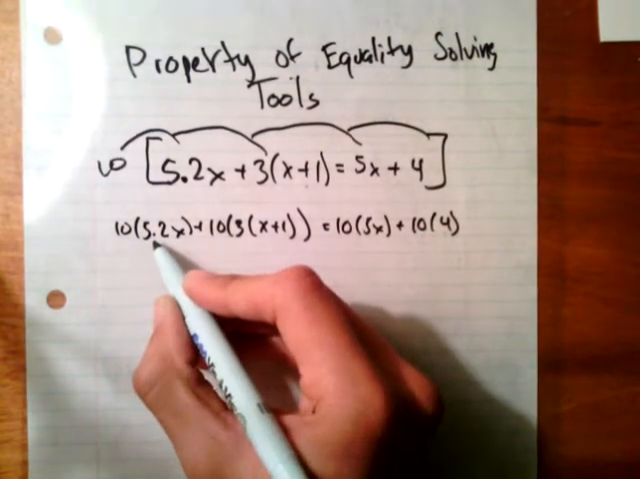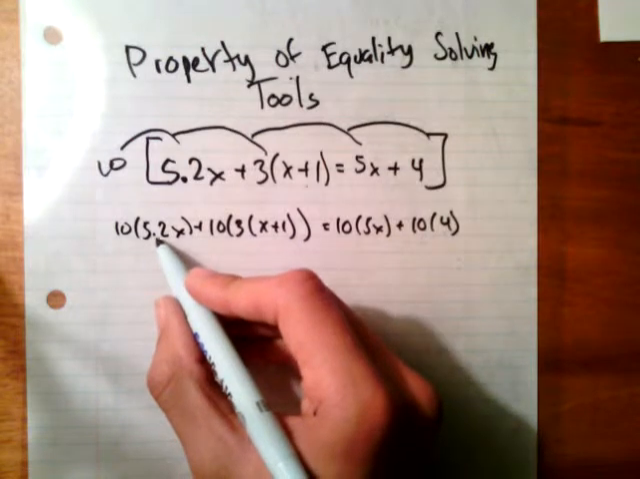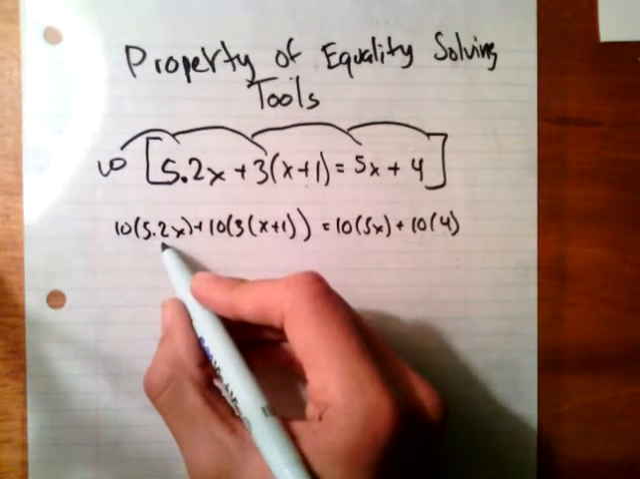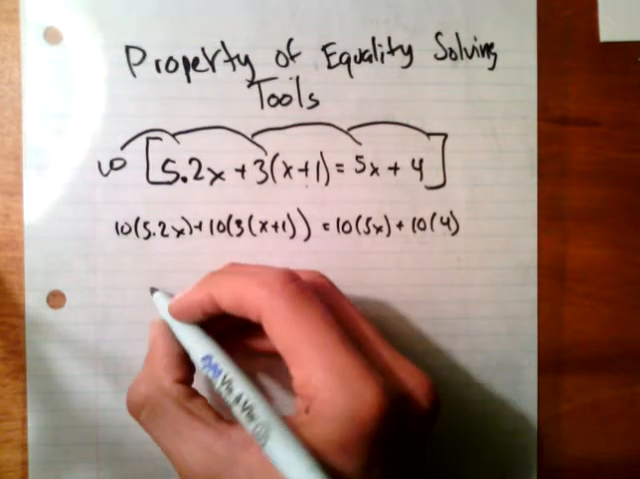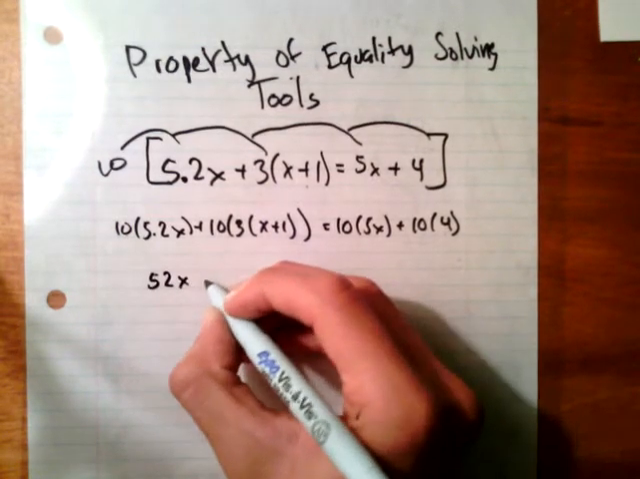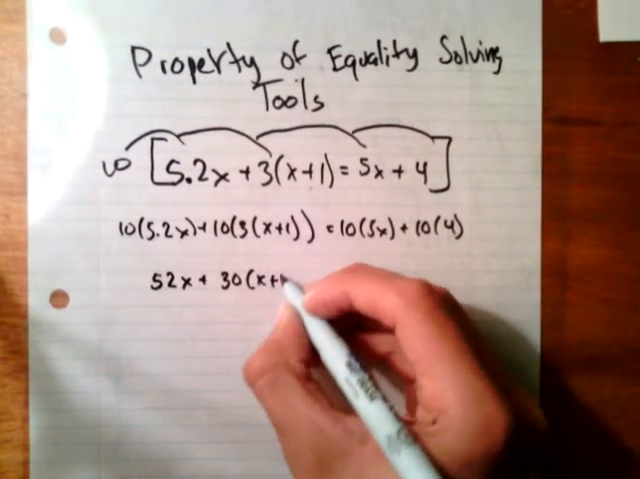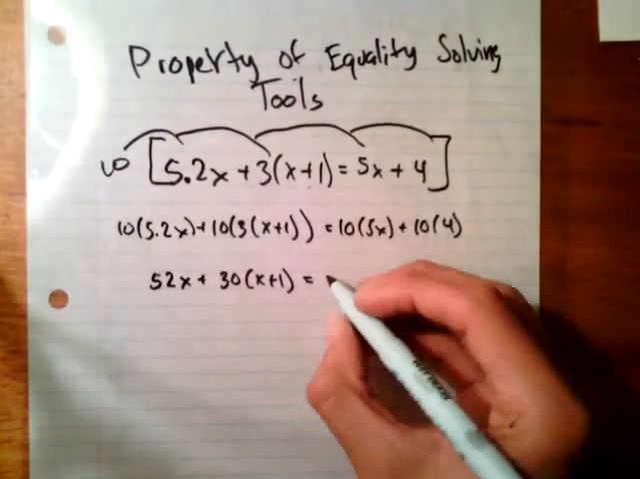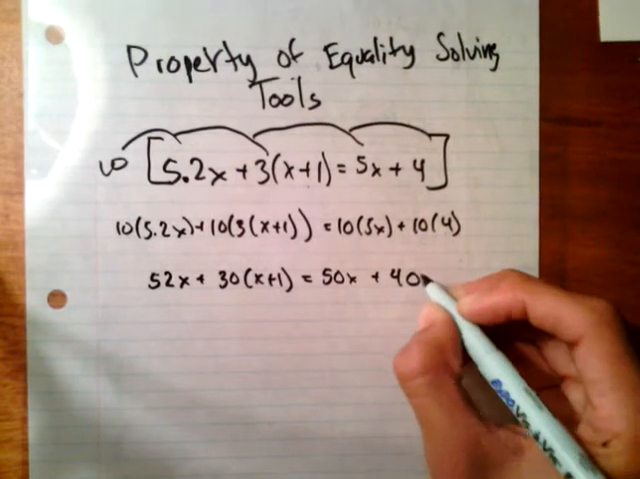Remember, when I'm multiplying a decimal by a multiple of 10, we just move the decimal point over to the right depending on how many zeros. We have 1 zero, so this is just going to move one space over. So we have 52x plus 10 times 3 gives us 30, x plus 1 is equal to 10 times 5x gives us 50x plus 10 times 4 gives us 40.